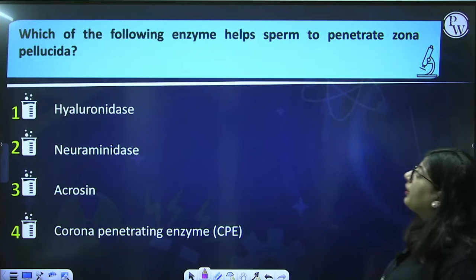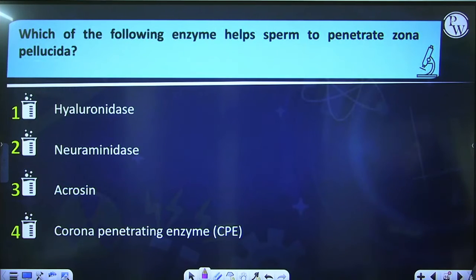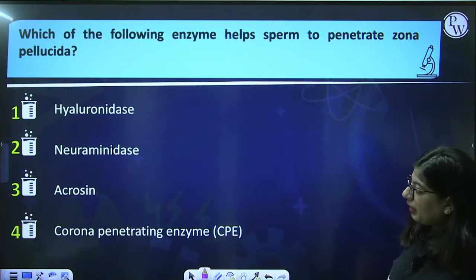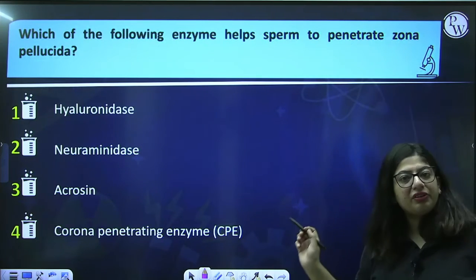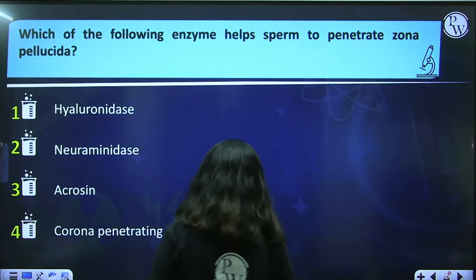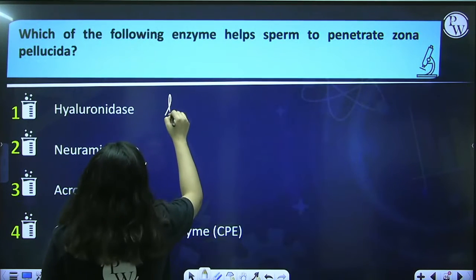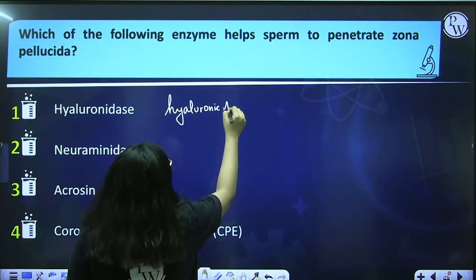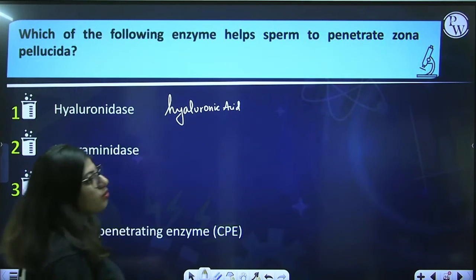Which of the following enzymes helps sperm to penetrate zona pellucida? Hyaluronidase, neuraminidase, acrosin, corona penetrating enzyme. So, first is hyaluronidase. This is the enzyme that digests hyaluronic acid. So, that is not the answer. We want the one that digests zona pellucida.